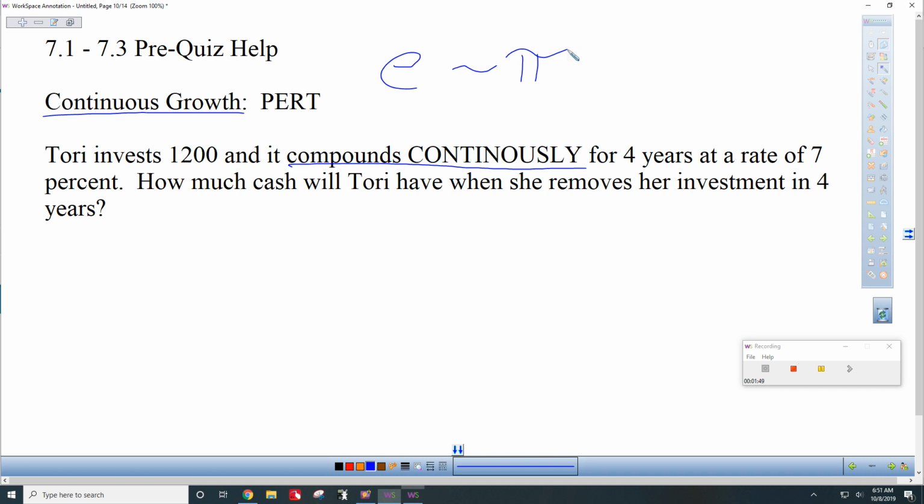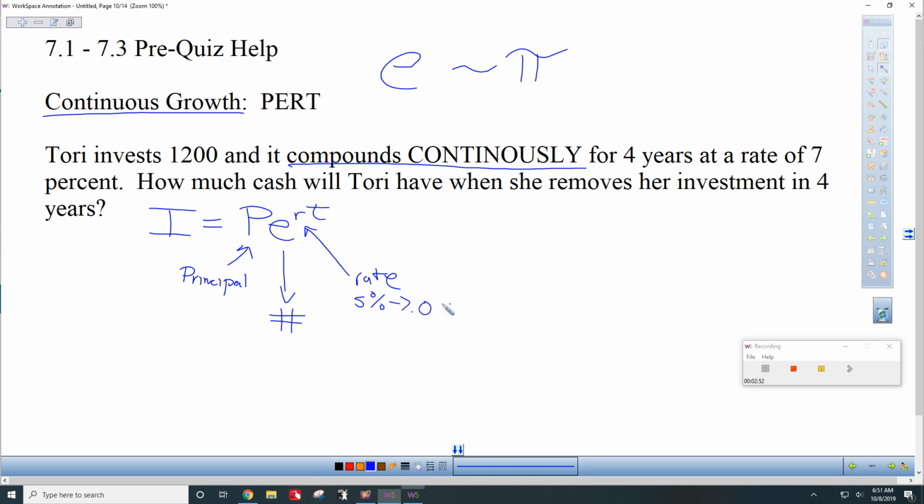Although E can be used with some logs to do some really nice things. E also has a very important principle in calculus where its derivative is also equal to itself. But E is just a number. And when you have continuous growth, you've got this: investment equals PERT. What this stands for is principal, so that's how much money you put in, times E, which is just a number, times your rate, and it's your rate as a decimal. So 5% would not be 1.05, it would be 0.05, okay?